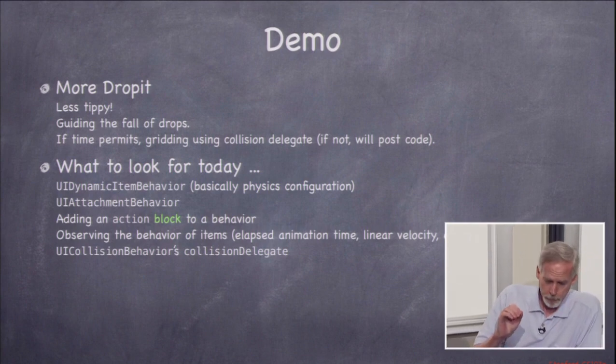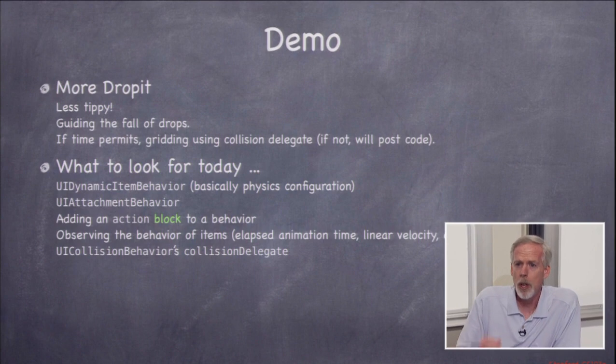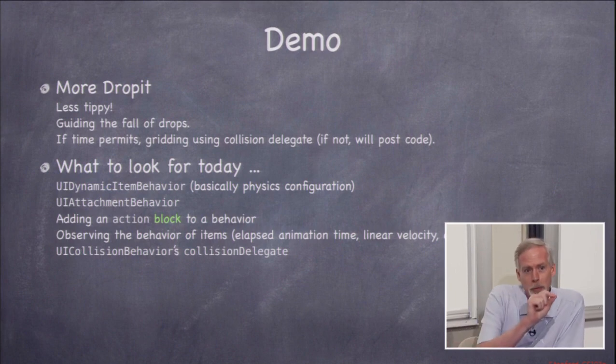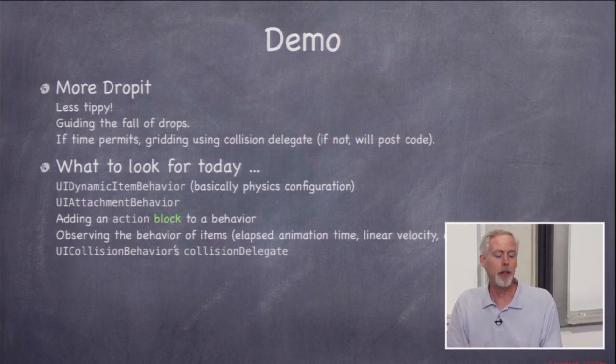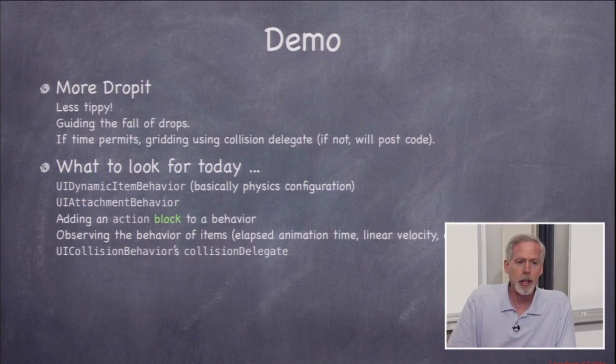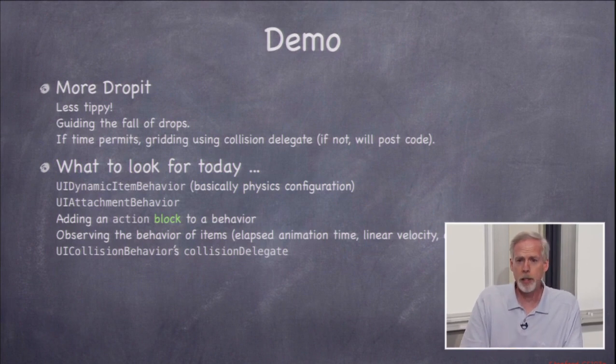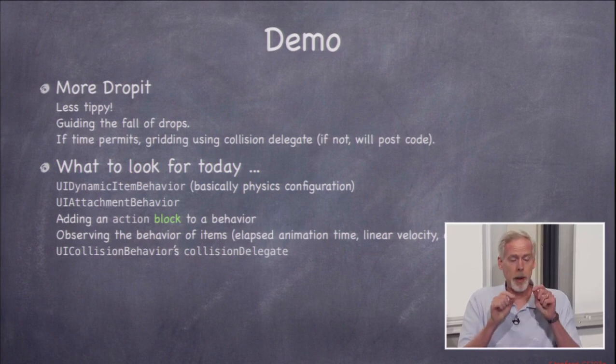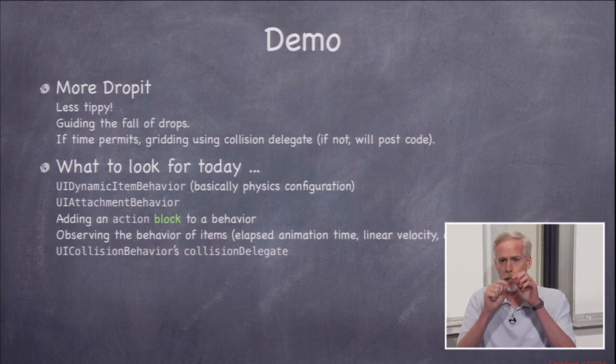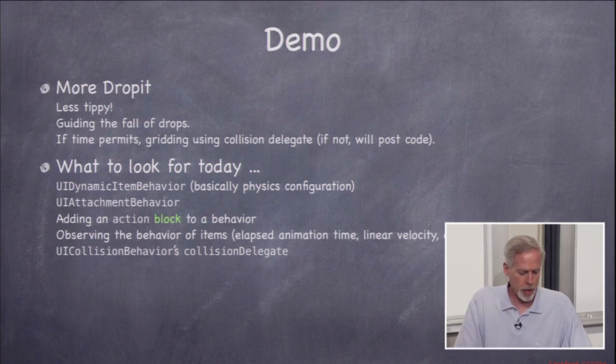Then what I'm going to do is use an attachment behavior so that as a block falls, we can grab onto it, okay? And then we can kind of swing it around and pick which stack we want to drop it in and then let it go. And then the last thing I'm going to do is we're going to use the action block of that attachment behavior to animate that and show the attachment. I'm just going to actually draw a little line to show it. So there's quite a bit to show there. I don't think we're going to have time to do this collision delegate thing, but I'll post the code for that so you can see what that's all about.